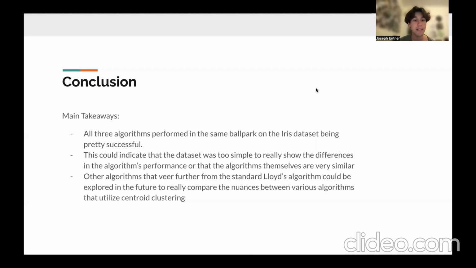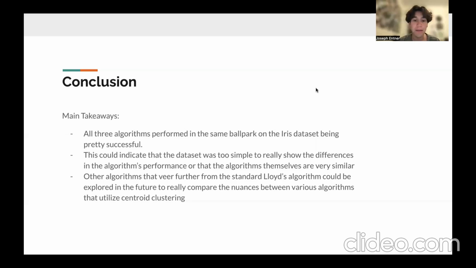these algorithms on the iris dataset is that all 3 algorithms performed within the same ballpark, being pretty successful with accuracies around 70%. And this indicates that either the dataset was too simple to really show the differences in the algorithms' performance, or that the algorithms themselves are just very similar. And since McQueen's and Hartigan-Wong are variations of the Lloyd algorithm, it does make sense that they would perform similarly, which we discovered when actually implementing these algorithms in Python.